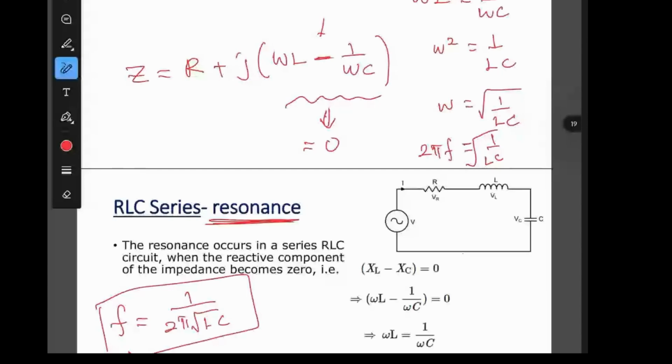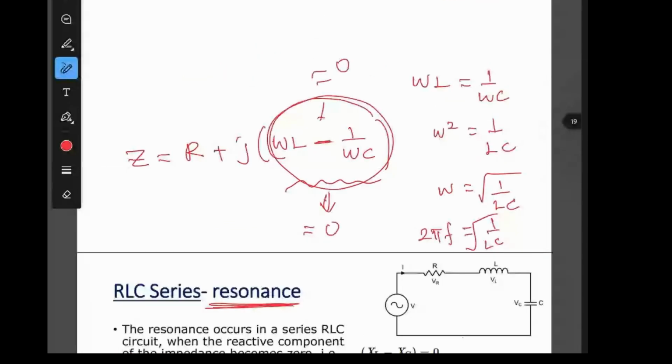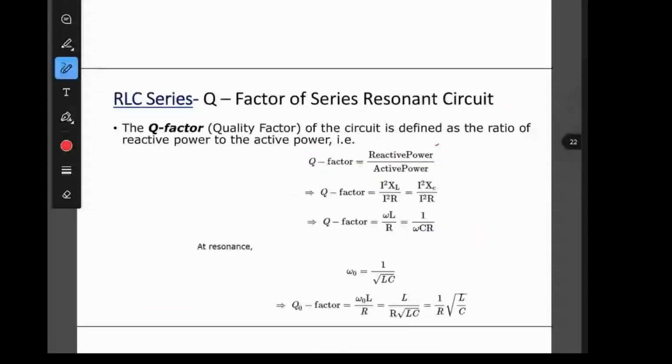So at this frequency, our imaginary part will become 0. This is called resonant frequency. Okay, next is Q factor.